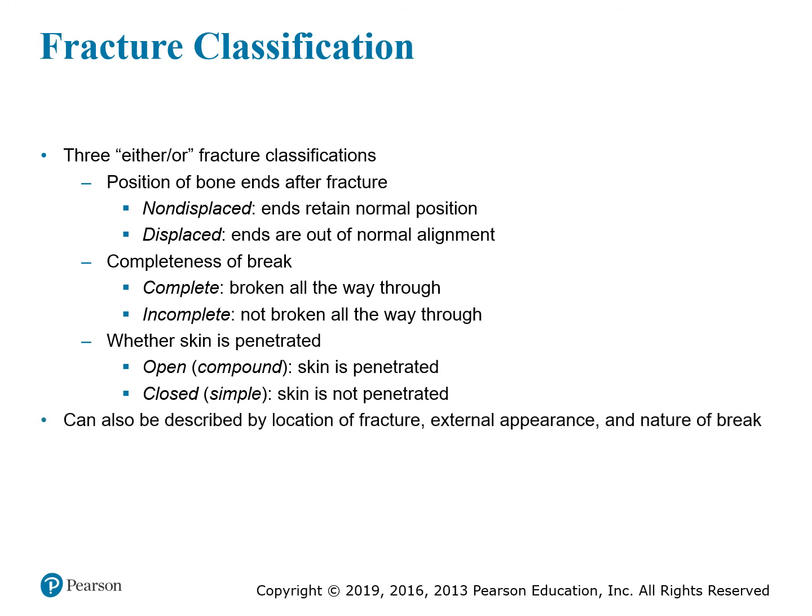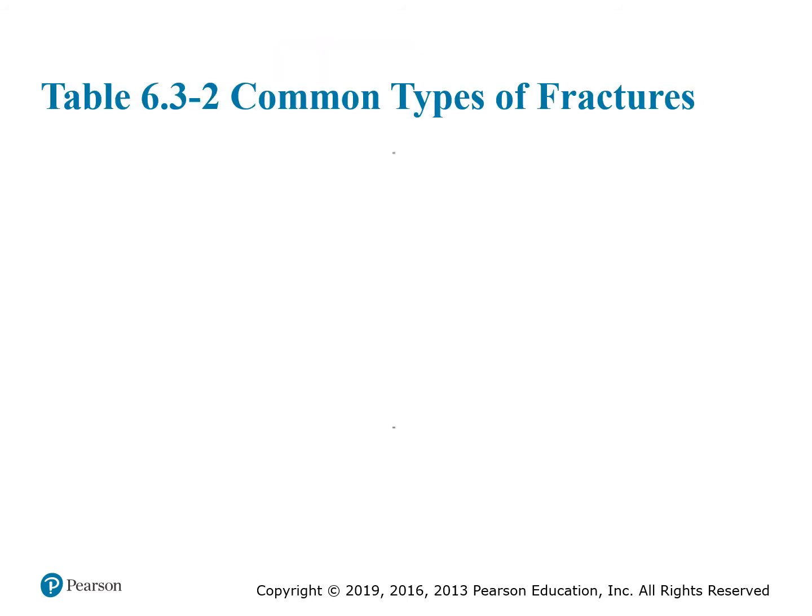Fractures can also be described by their location, by their external appearance, and by the nature of the break. And so we'll go over just a few different examples of this. There are tons of different names for different fractures. So fractures of a lot of different bones get their own names. And if you want to see a really long list, go look up fractures on Wikipedia. It's got a pretty complete and pretty astounding list.